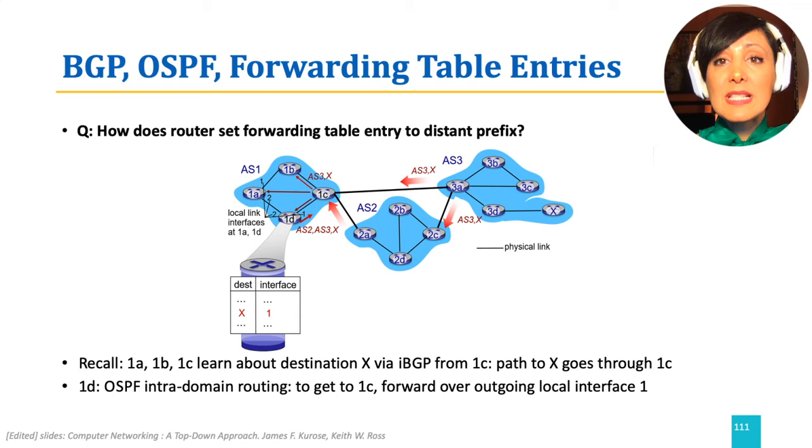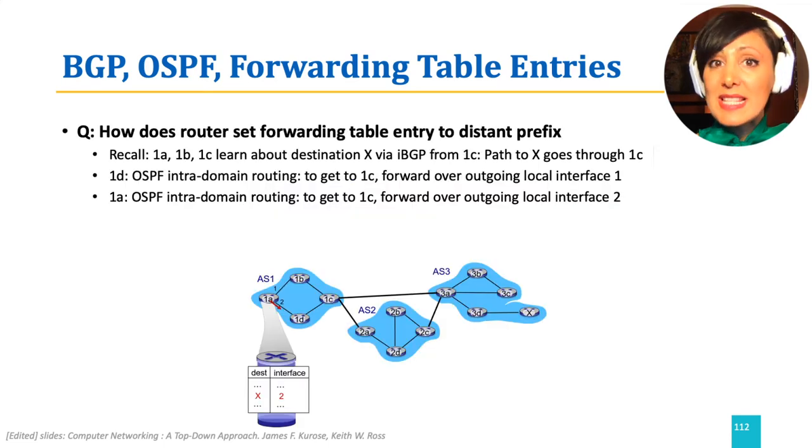So, the result of inter-AS and intra-AS routing together translates to writing the interface to take towards a final external destination. With a similar procedure at 1A, it knows 1C is used to reach final destination X. OSPF intra-domain routing tells it how to get to 1C, which is through interface 2.